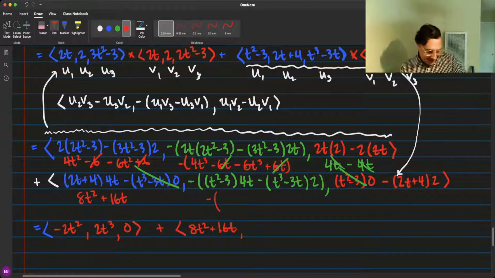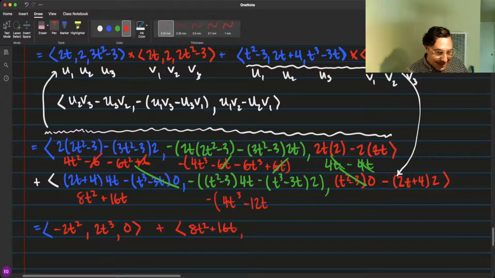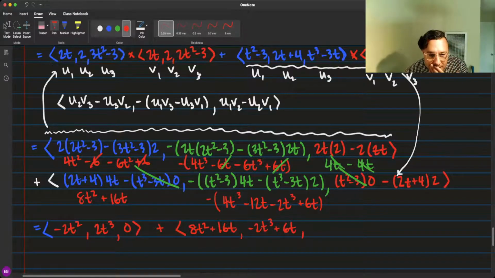Okay, so we multiply through: 4t cubed minus 12t minus 2t cubed plus 6t. The 4t cubed minus 2t cubed is 2t cubed. It would be minus 2t cubed. And then minus 12t plus 6t will be minus 6t, but then you have the minus in front, so positive 6t. Okay, then you go on to the next one, that's 0. You multiply that through and you get minus 4t minus 8.